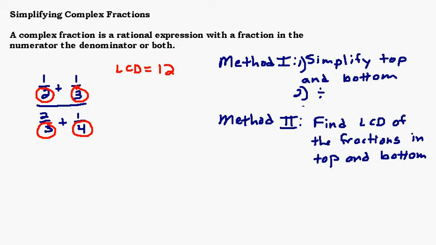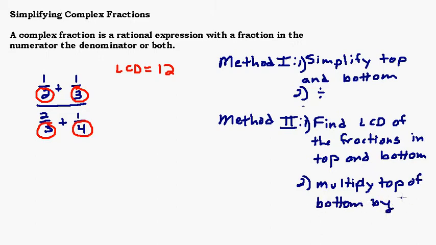Alright, so what are we going to do with that 12? Well, what we're going to do, second step, is we're going to multiply the top and bottom of the main fraction by the least common denominator. So we're going to multiply the top and bottom by 12. So here's what that might look like. Big old 12 over 12. We're going to multiply the top by 12 and the bottom by 12.